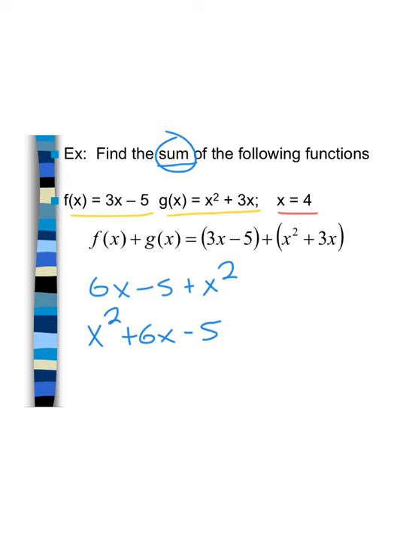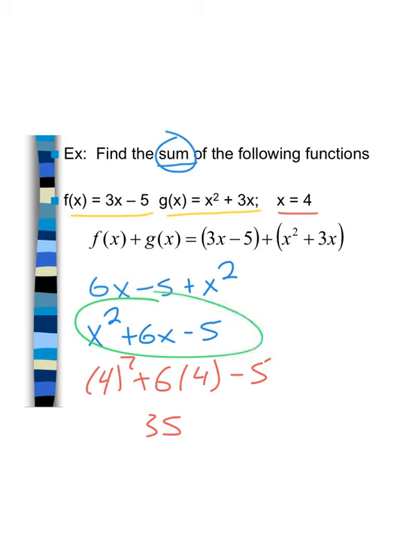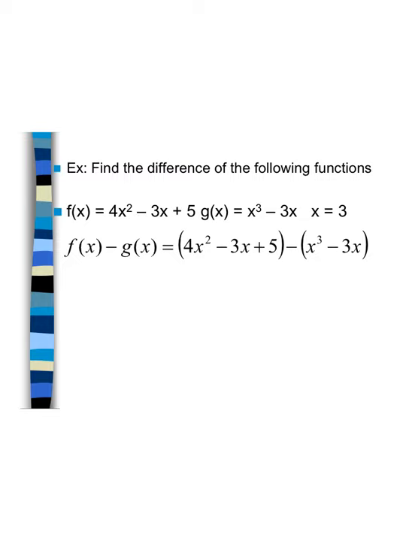Now we're going to go ahead and evaluate this for when x is equal to 4. All right, so I have 4 squared plus 6 times 4 minus 5, which is 16 plus 24, which is 40 minus 5, gives me a final answer of 35. So I have two answers here. I have the sum of my two functions, and then I have my value when I evaluate the function for 4.